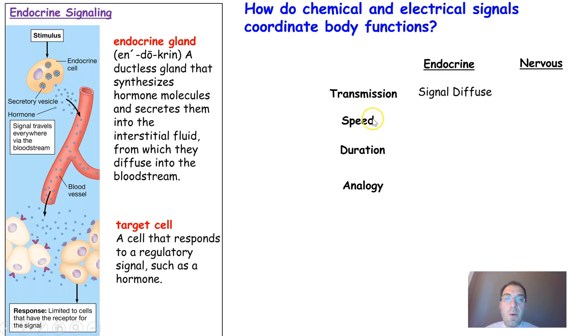So what's interesting is that most of the time these signals are very diffused. They're able to go to the blood and circulate through the whole entire body, eventually making it to their target cells, which makes the speed slow. It's a long-lasting response. So once you start producing testosterone, for instance, you will have a baseline level and you will maintain your male status.